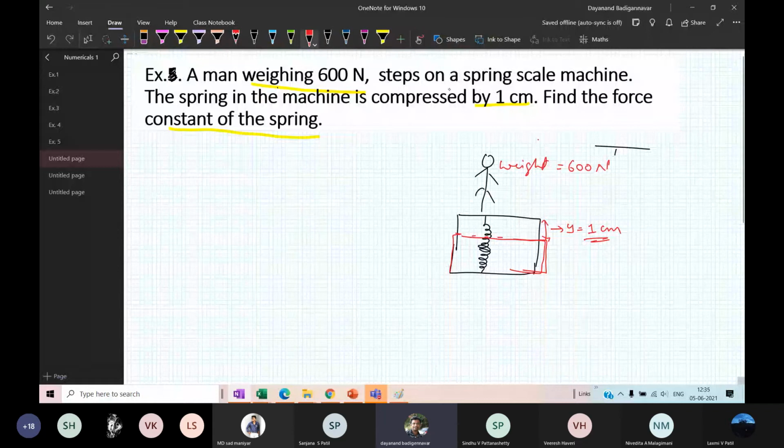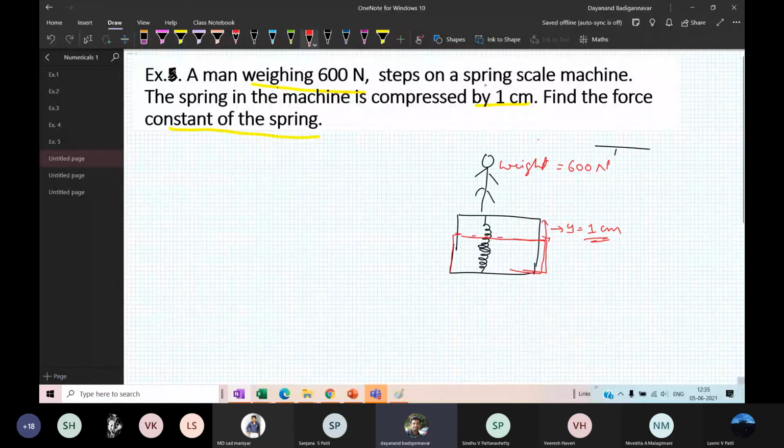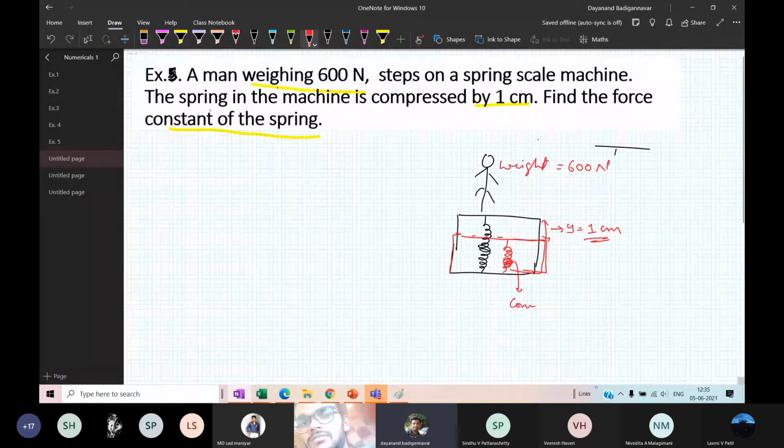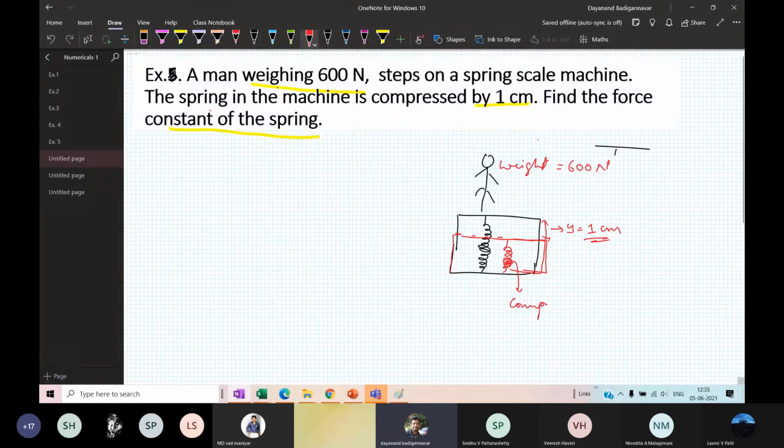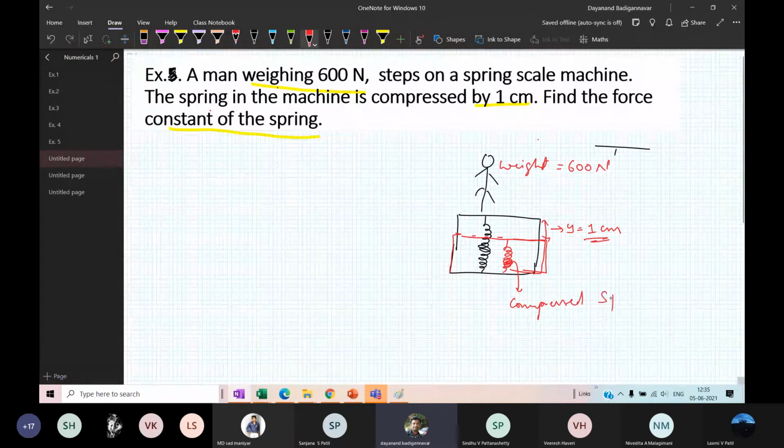Okay, got it. Steps on a spring scale machine. The spring in the machine is compressed by 1 centimeter. As soon as the man stands on it, it gets compressed. Now this is the compressed spring. Once it is compressed, you have to find the spring constant of the spring. What is the value of K using this principle?